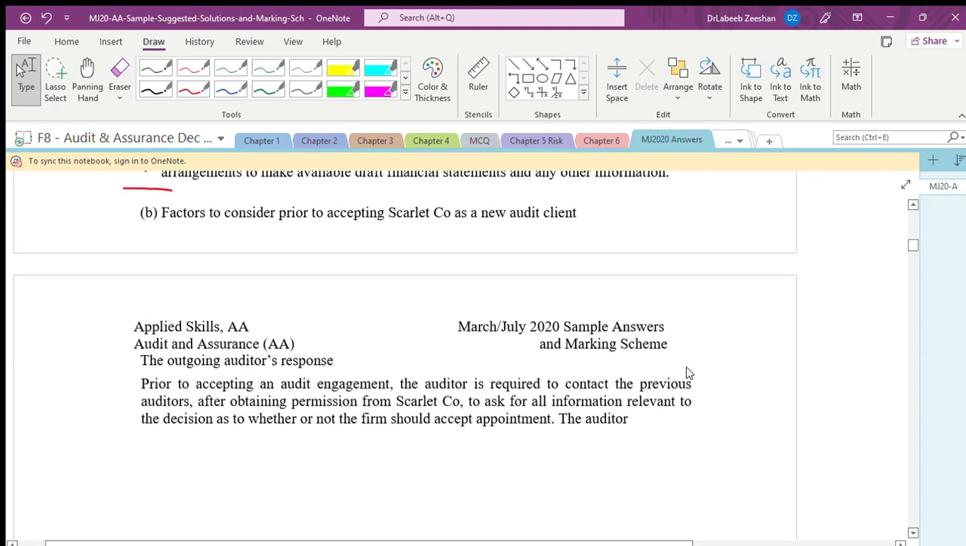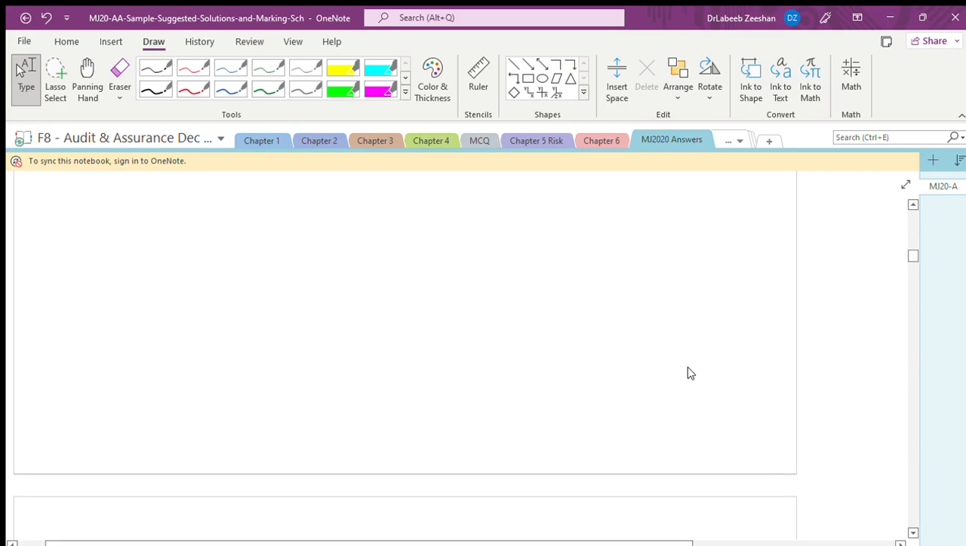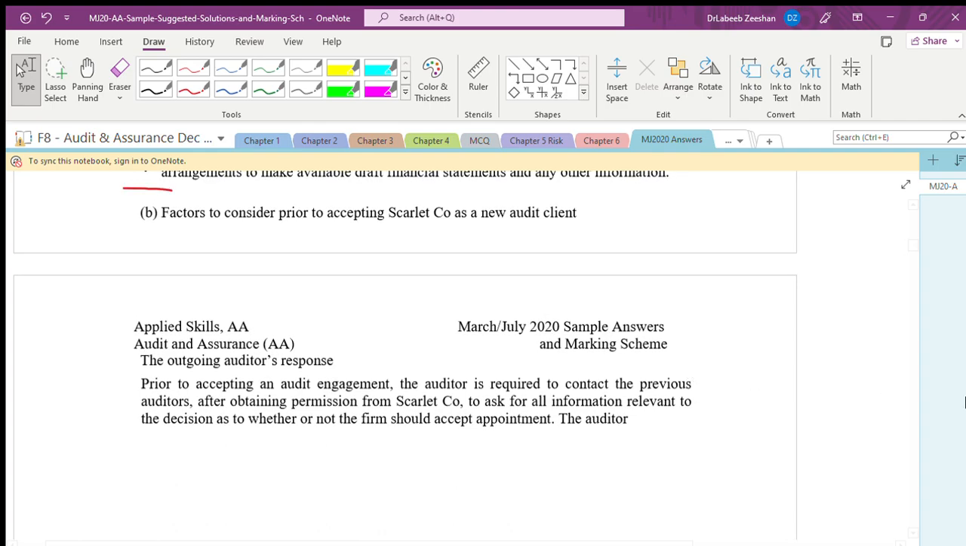Now, when you are talking about what are the different factors, is it right? See, the most important thing, as you have been appointed as an auditor, is that you have to get the outgoing auditor's response. This is one of the preconditions. That's what it says. Prior to accepting an audit engagement, the auditor is required to contact the previous auditor after obtaining permission from the client. Now you have a clear cut idea.